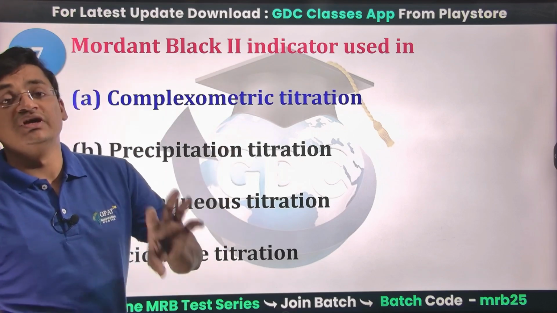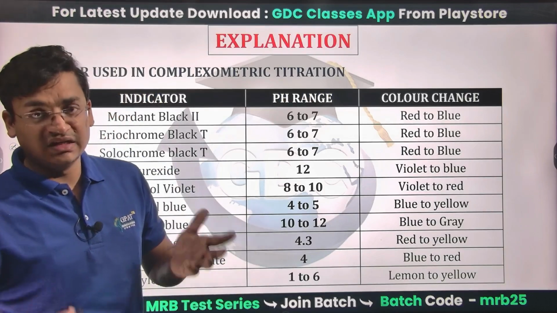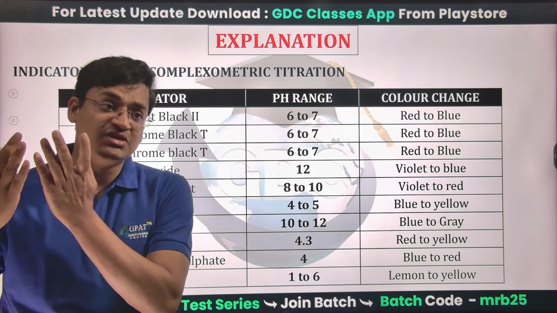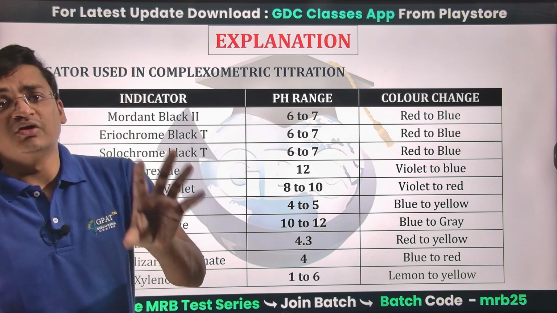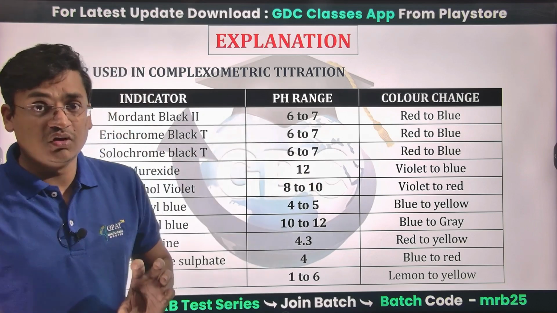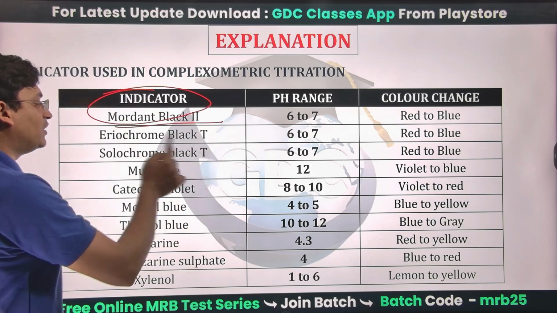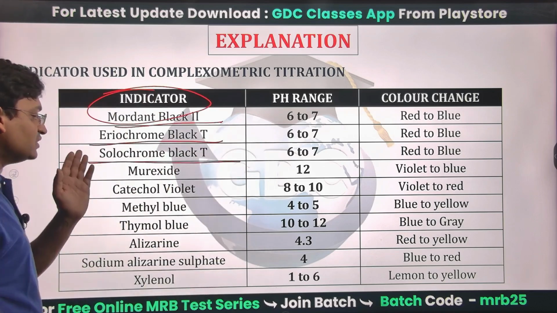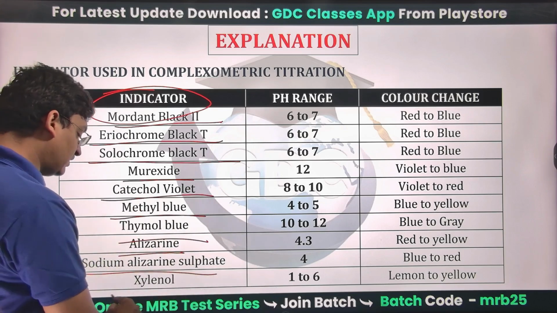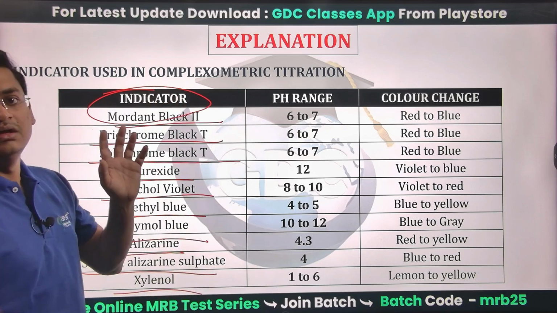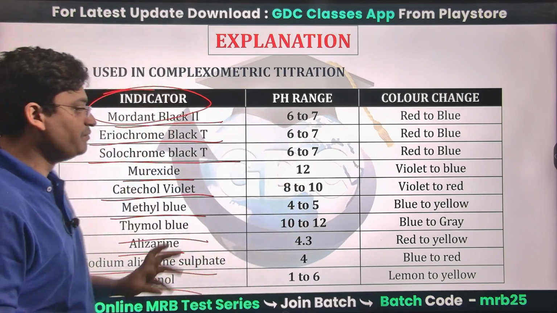It will be used during complexometric titrations where the formation of a complex takes place at the end point, and this complex has a visible color appearance. With this color appearance you can judge that there is a formation of that particular complex. Indicators used in complexometric titrations are mordant black 2, eriochrome black T, or solochrome black T, murexide, catechol violet, methyl blue, thymol blue, alizarin, sodium alizarin sulfate, and xylenol. All of these indicators can be used in complexometric titrations.